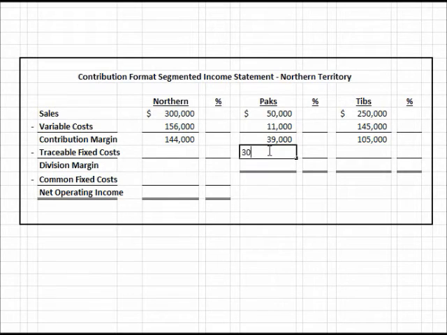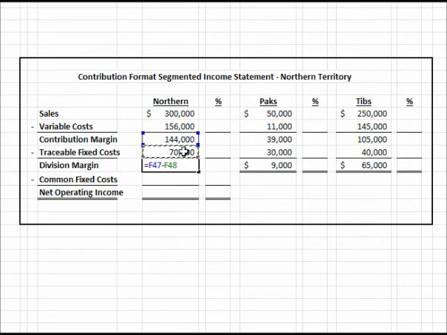So it goes on to explain what the traceable fixed costs are for each one. For the packs, it's $30,000, and for the TIBs, it's $40,000. And from there, we can get the total traceable fixed costs of $70,000, and then we have our respective division margins. It's going to be 39 minus 30, or 9,000, and then we got 105 minus 40 for 65,000. So our division margins are going to be a total of 74,000, which is 9 plus 65.